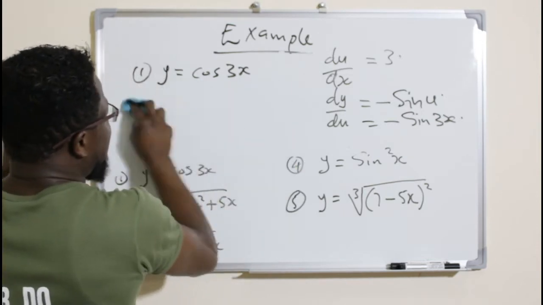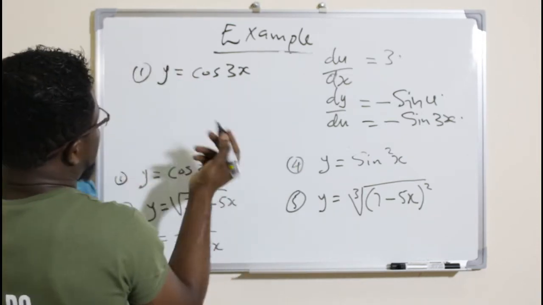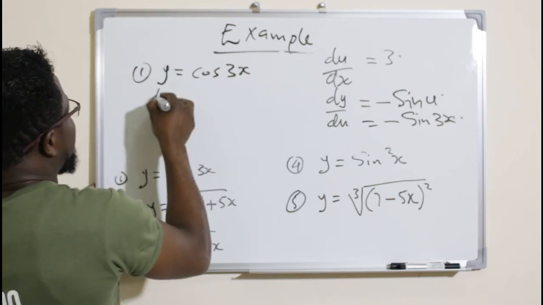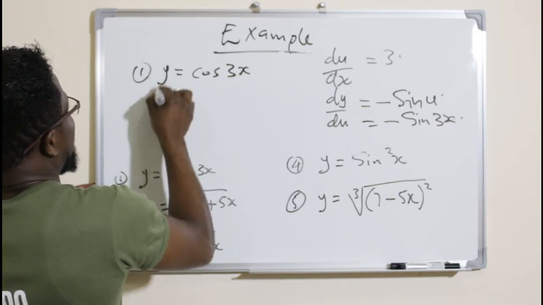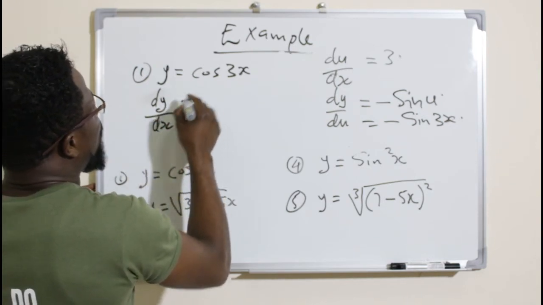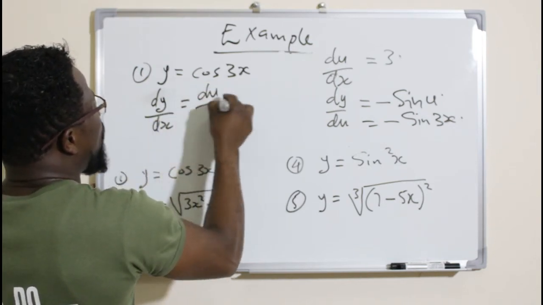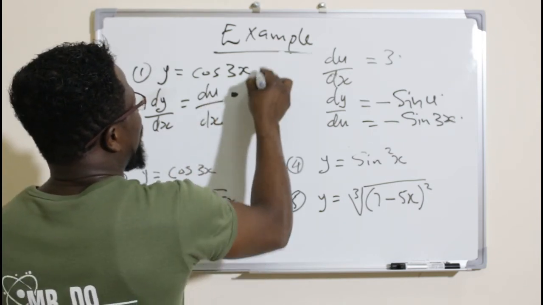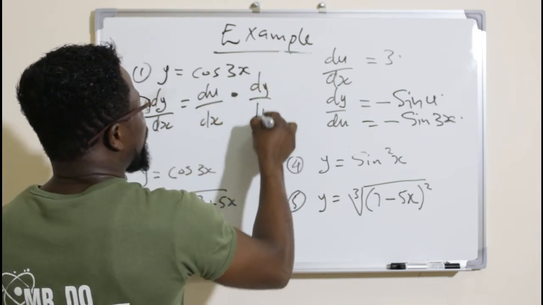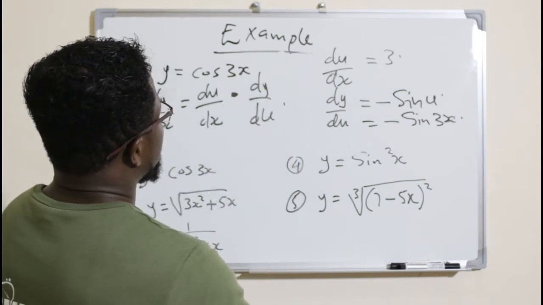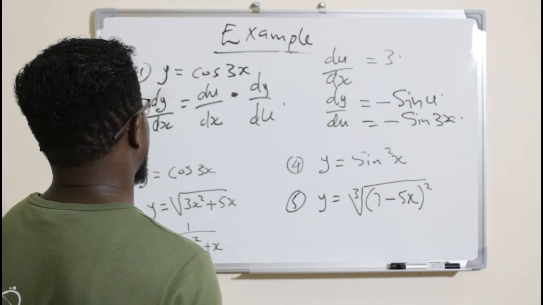So to apply the chain rule, remember we said the chain rule according to Leibniz is what? dy/dx is equal to du/dx multiplied by dy/du. Alright, so let's do the substitution and see what we're going to have.